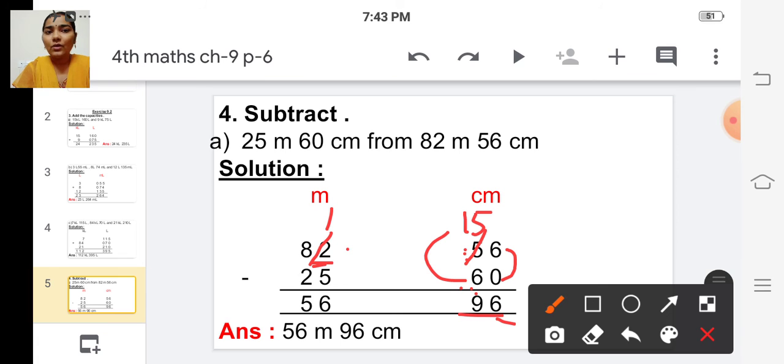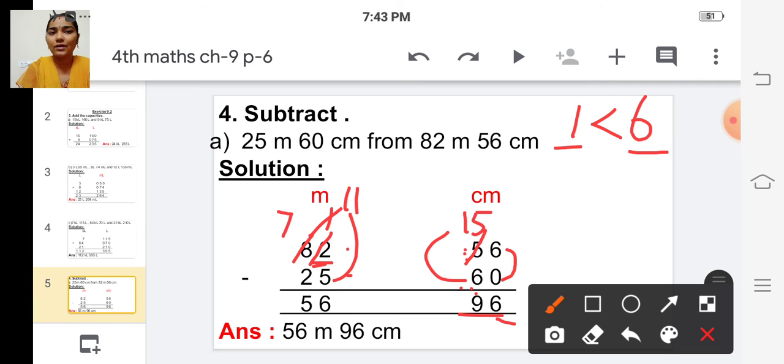And next here 1 minus 5. It is not possible, right? Because 1 is less than 5. So we cannot subtract 5 from 1. So what we have to do? We have to borrow, right? So this will become 7 and this will become 11, right? 10 plus 1 is 11. So now subtract 11 minus 5. 11 minus 5 is 6. So write 6 in the answer.